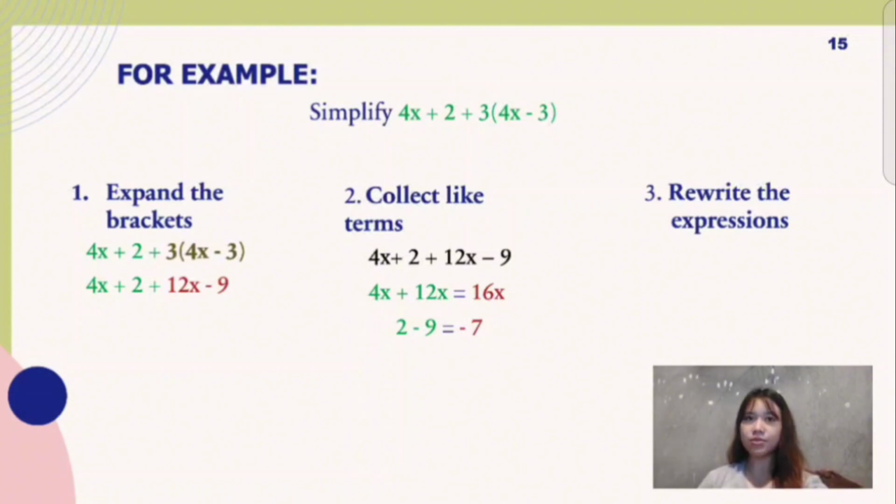The last step is to rewrite the expression. So the expression 4x plus 2 plus 3 times 4x minus 3, in simplified form, is 16x minus 7. So this is how you simplify terms with brackets.